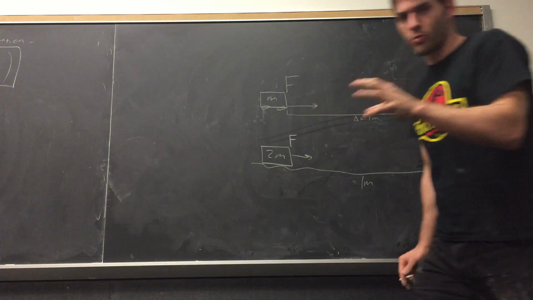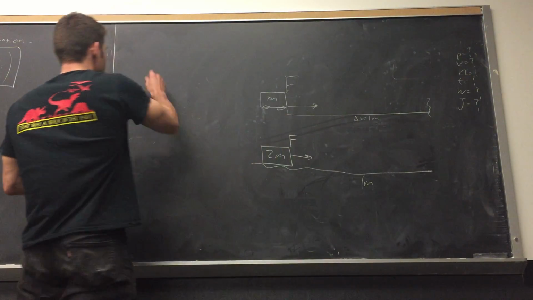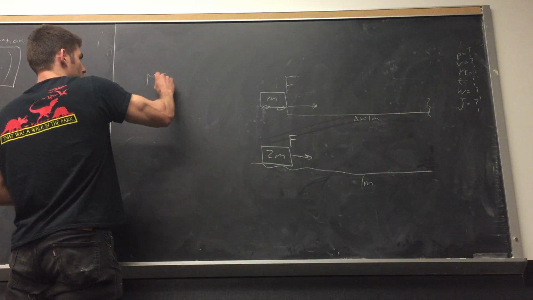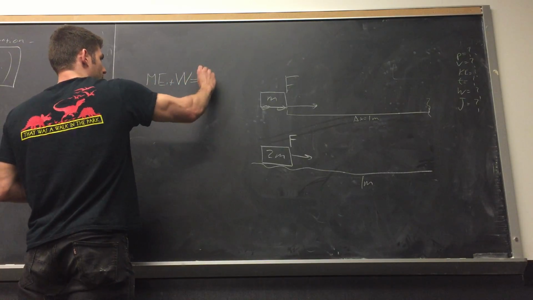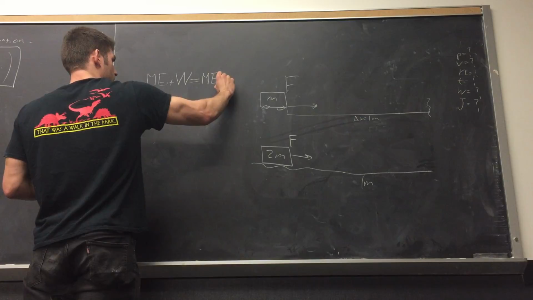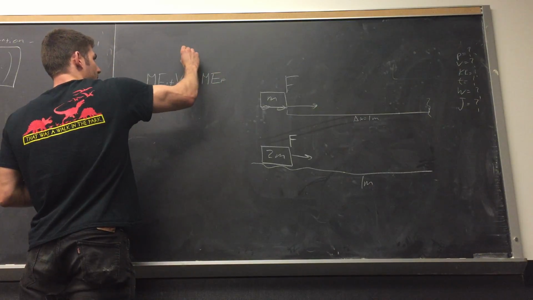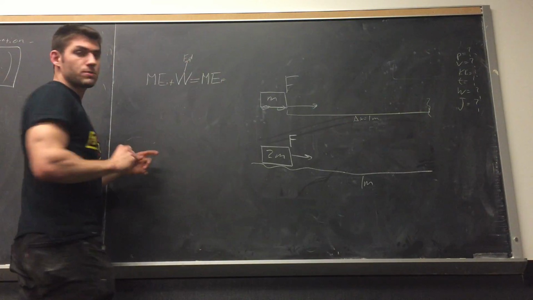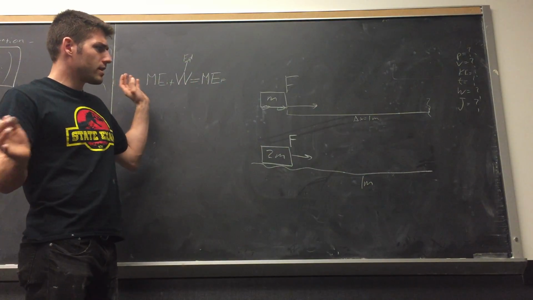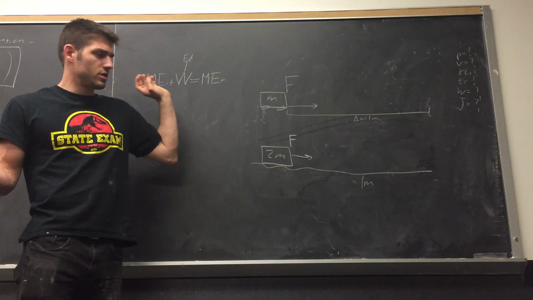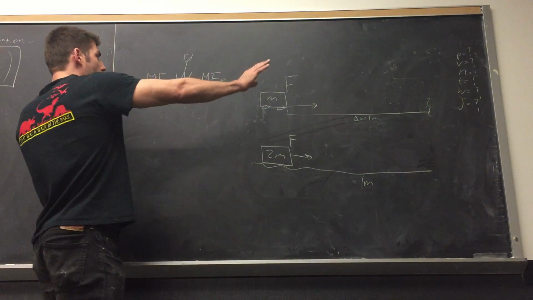So to recap all of our formulas: mechanical energy initial plus work is equal to mechanical energy final. Work can alternatively be expressed as FD, or FD cosine theta, but normally no one cares about the theta because the work is in the same direction as the displacement. If it's in the opposite direction, work is negative.